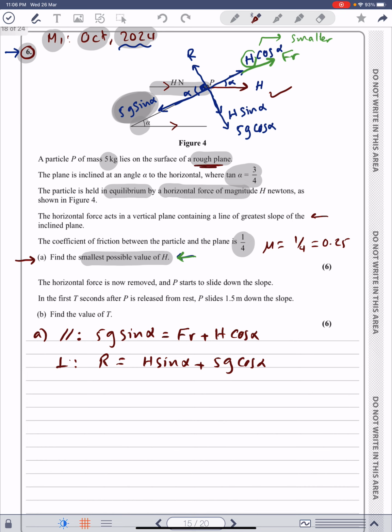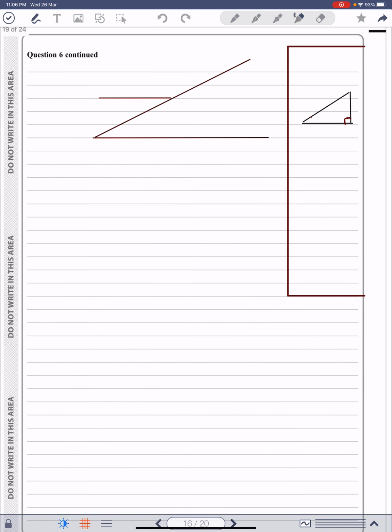Always when you have a rough plane and he gives mu, we have a third equation, which is F equals mu R, which is 0.25 R. Then I start solving these three equations together to find the H that he wants. But first you have to state that the friction is in the direction of H to get the smaller value of H. Move to the next page.